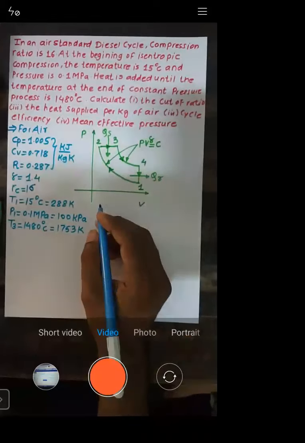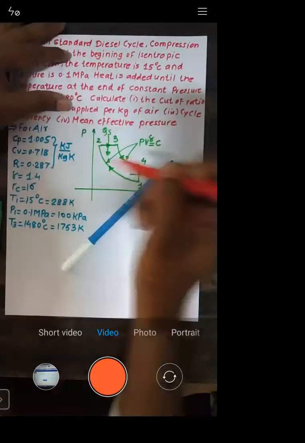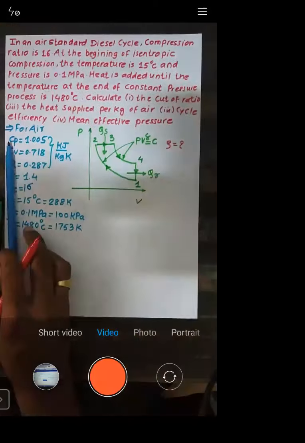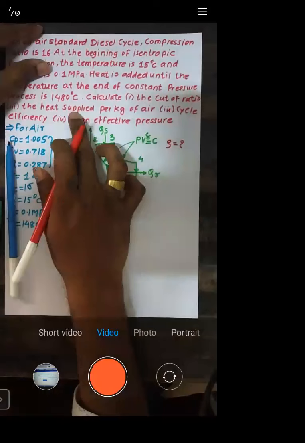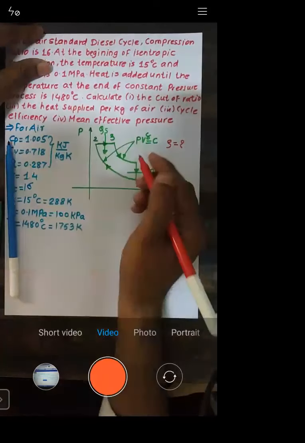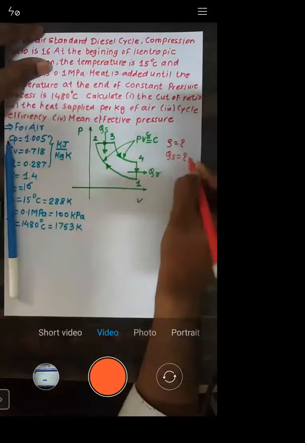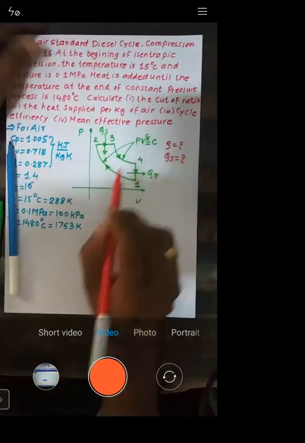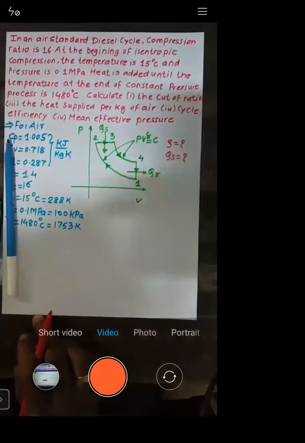Cutoff ratio is indicated by rho. Next, the heat supplied per kg of air. They're asking what is the heat supplied, QS. Obviously, heat is supplied during which process? 2 to 3. So we need to calculate the QS.